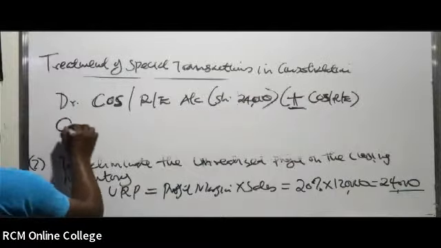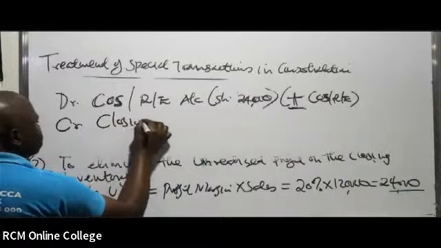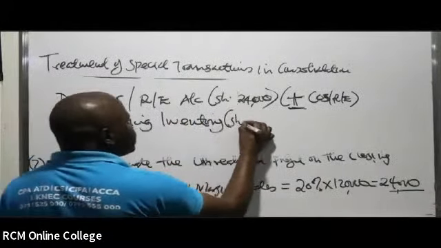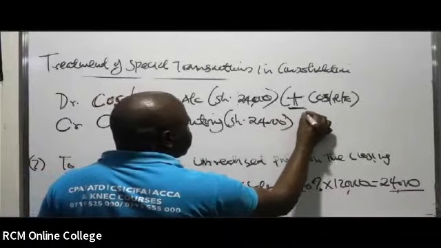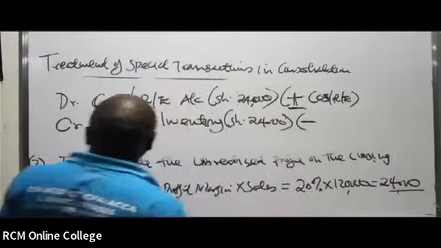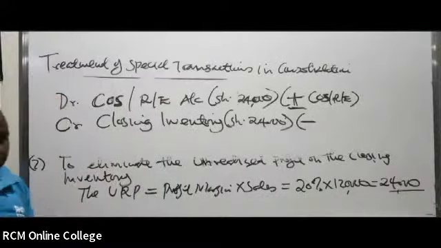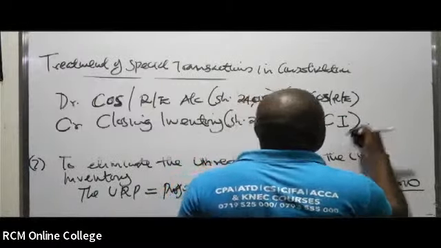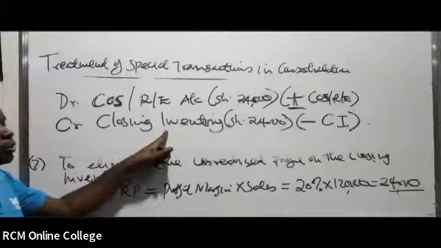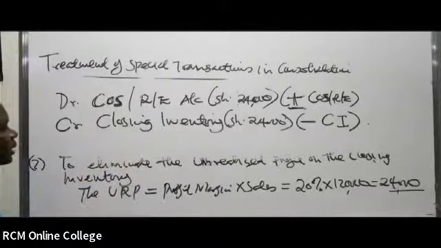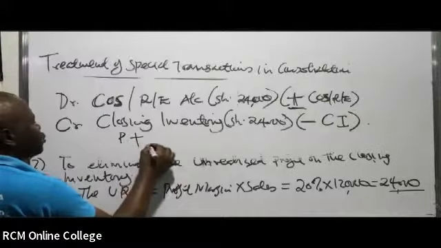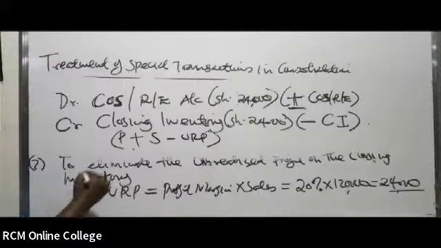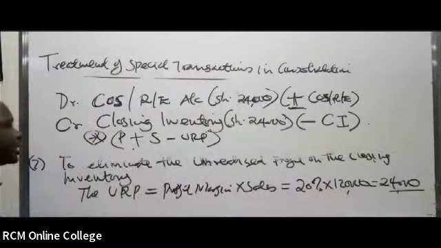Then you credit the closing inventory with the shillings 24,000. When you credit an asset account, you are reducing it, so we'll be deducting from the closing inventory. This appears in the consolidated statement of financial position. We take the closing inventory of the parent, add that of the subsidiary, then minus the URP. This is what happens when we do consolidation.